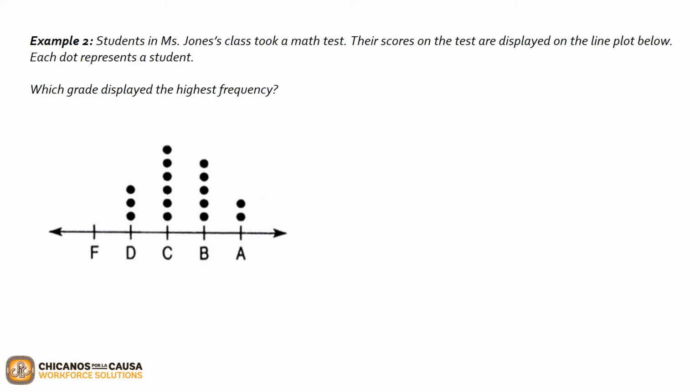So we notice that under F, we do not have any test scores, or no dots. D, we have 3. For the grade of C, we have 1, 2, 3, 4, 5, 6. For B, we have 1, 2, 3, 4, 5. And for A, we have 2. Visually, we can determine that the grade that's displayed with the most frequency is the grade of C. Thus, this is our final answer. More students received a grade of C than any other grade.